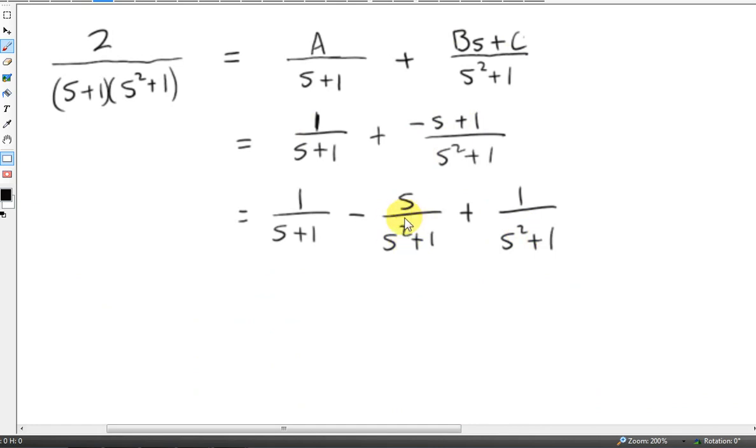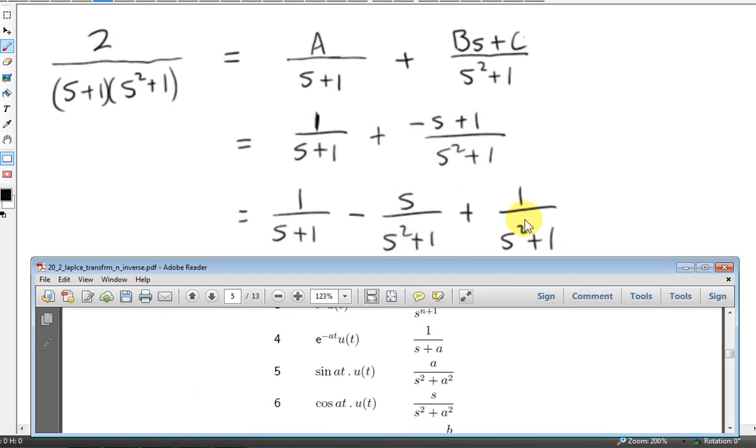So these should be familiar. These are the cos and sine. The inverse transforms involve cos and sine, these two here. Well, let's start with 1 over s plus 1. Well, that's e to the minus at, where a is 1 in this case, so we'll get e to the minus 1t.